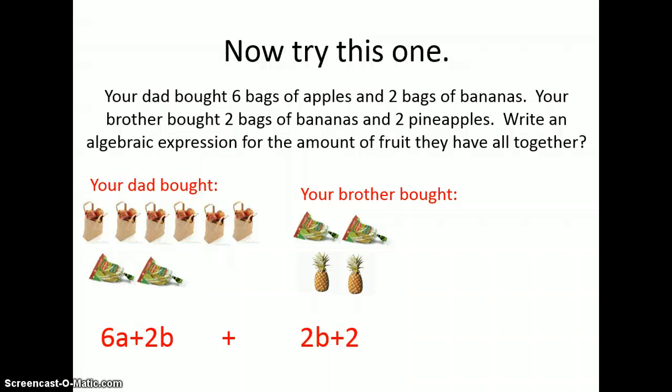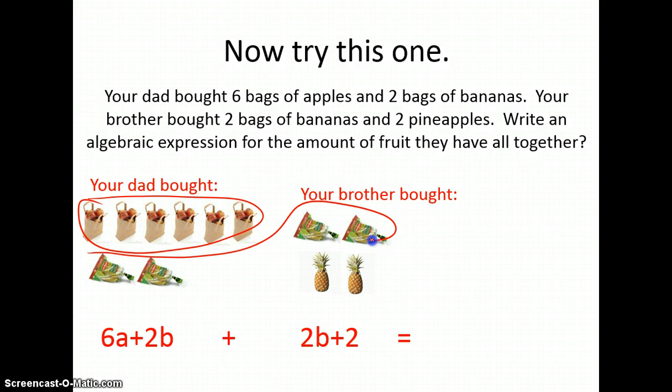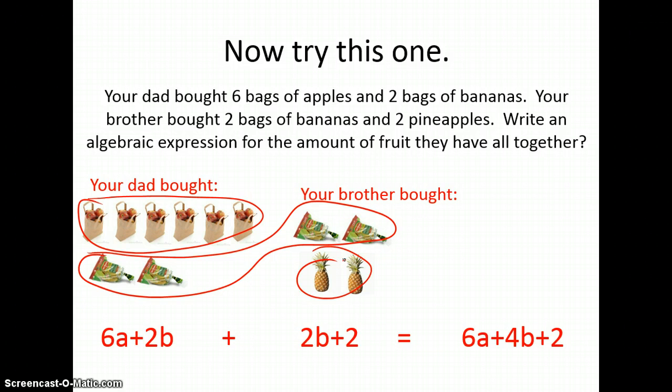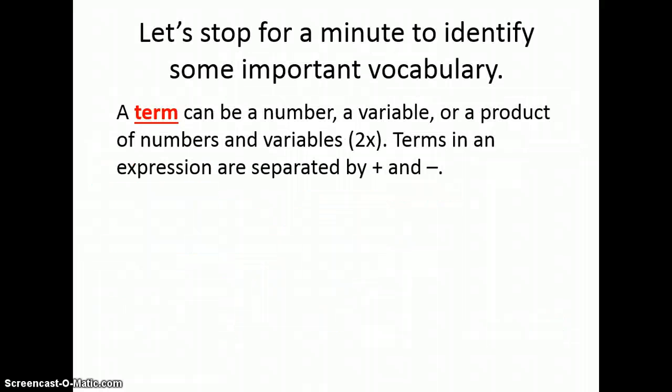Now let's combine those by adding them together. You'll notice that you still have 6 bags of apples, but between the two purchases, you have 4 bags of bananas, and you still have 2 pineapples. So my algebraic expression would be 6a plus 4b plus 2.